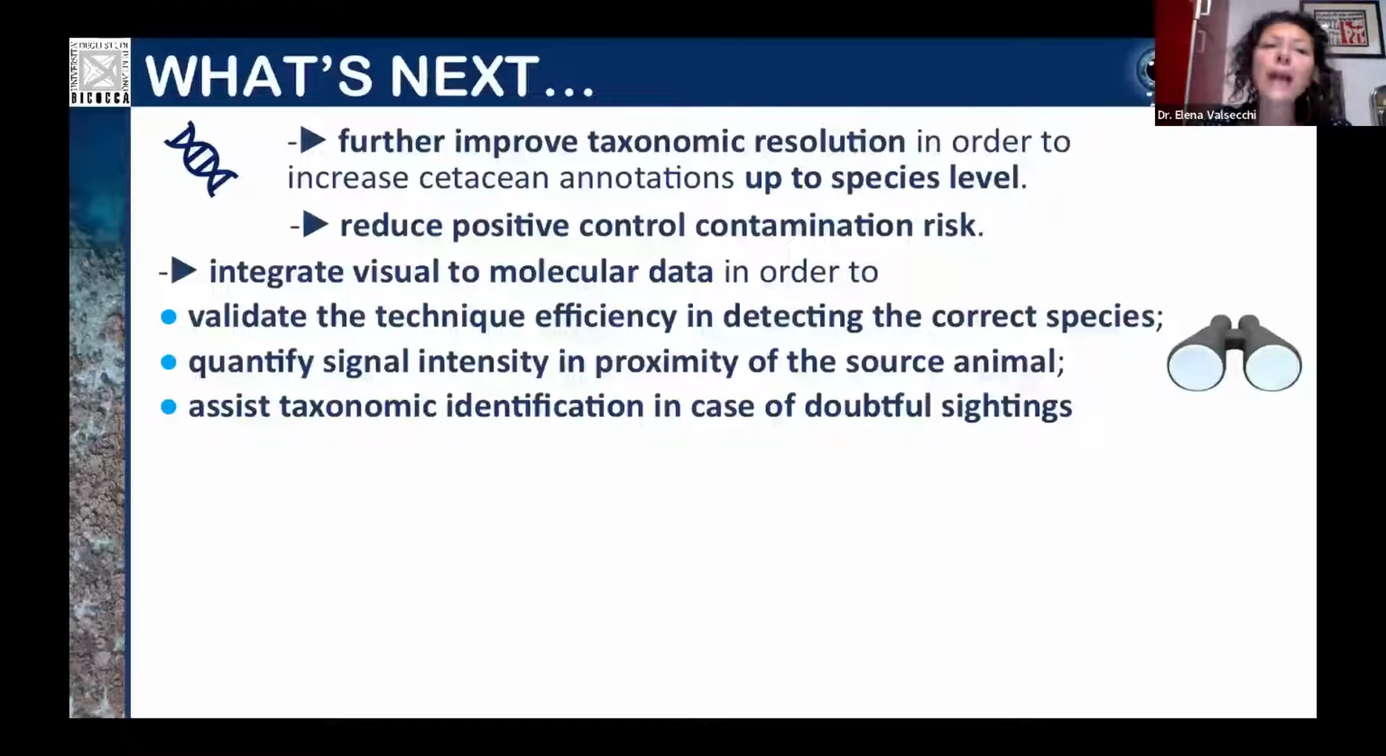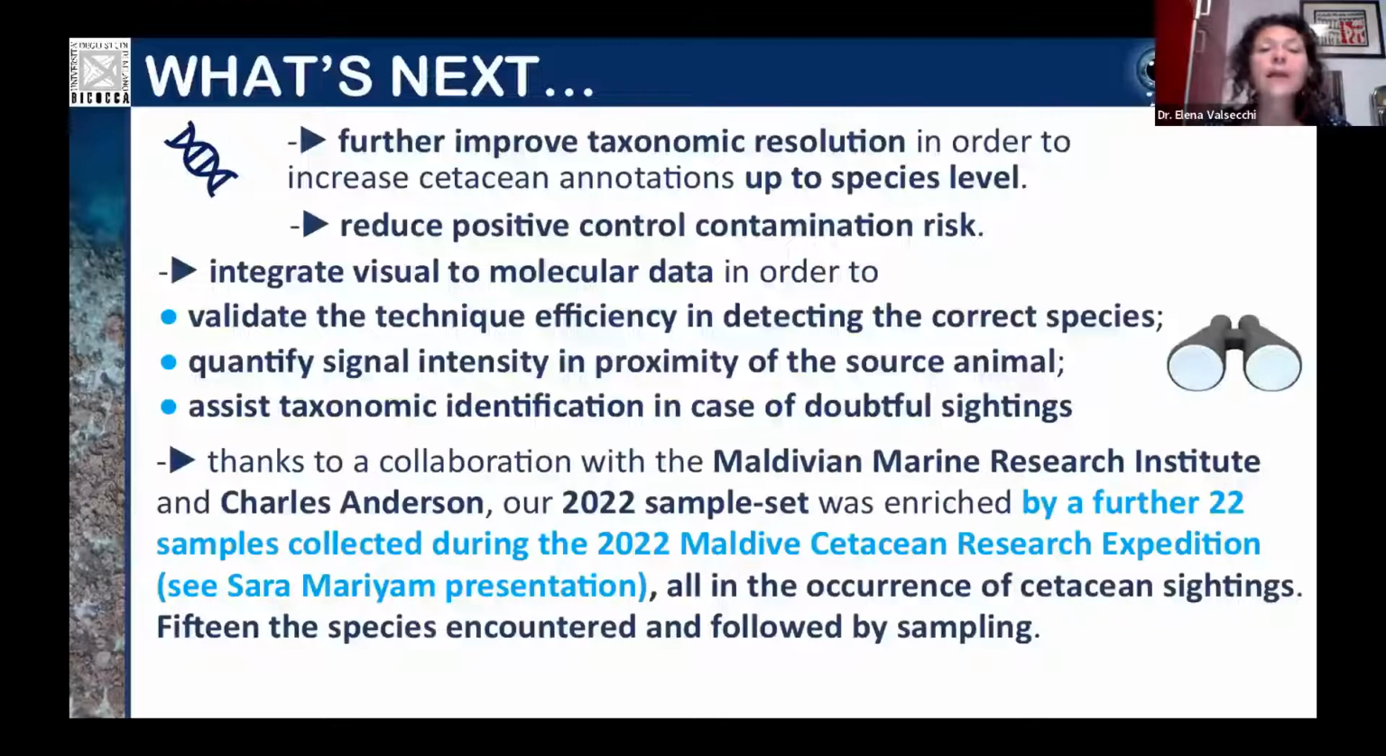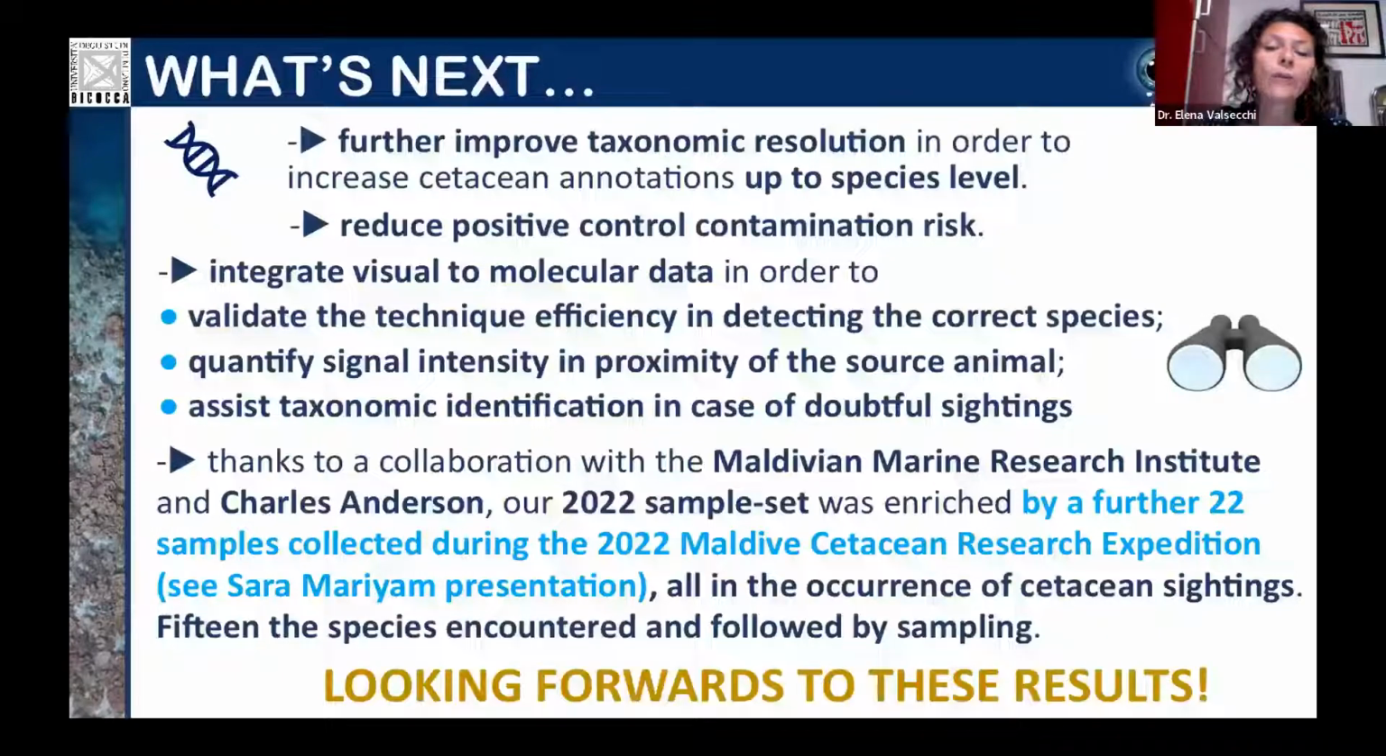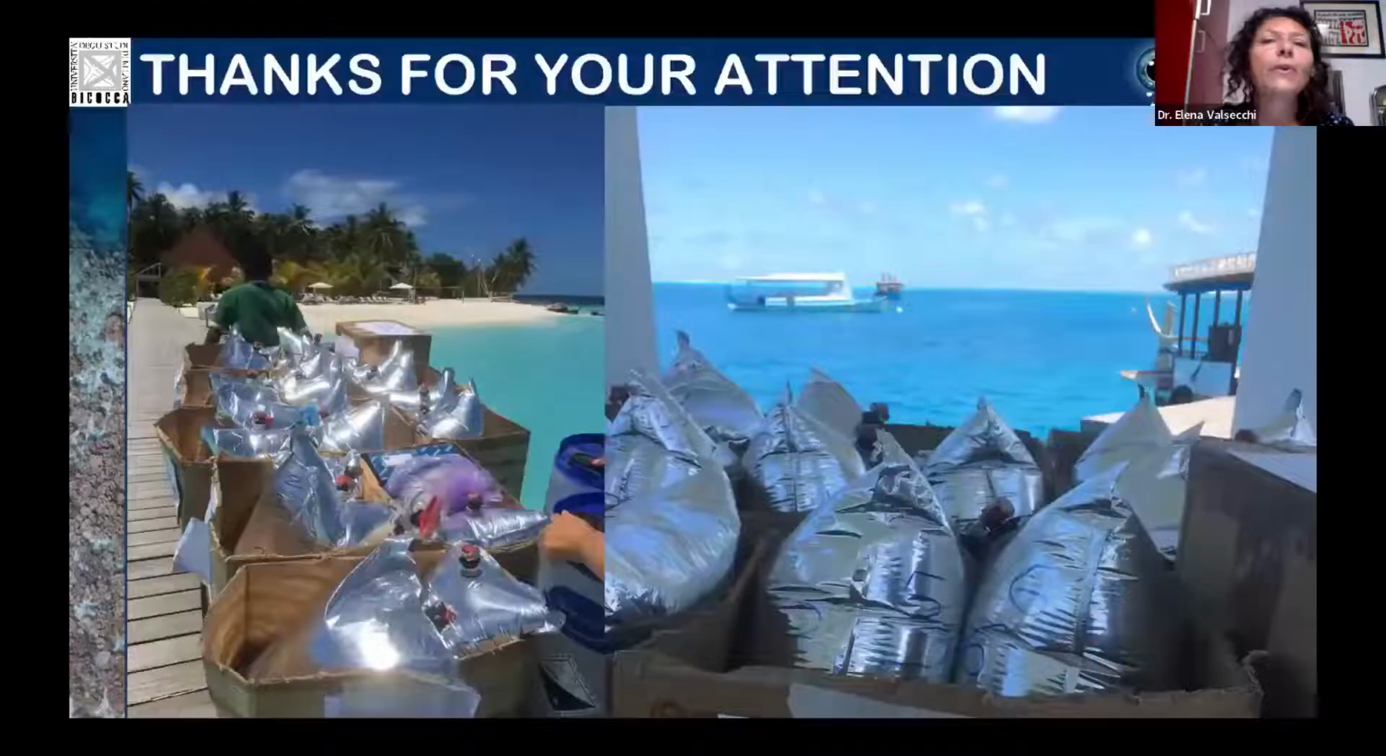We would like to integrate the molecular and visual data, and we will do this thanks to the collaboration with the Maldivian Marine Research Institute, which is hosting this meeting, and Charles Anderson. We were able to get 22 extra samples, which were collected simultaneously with sightings. We are looking forward to these results, and thank you for your attention.